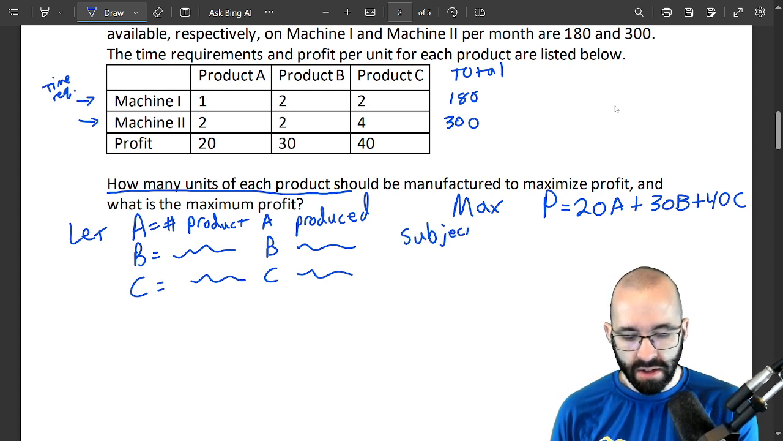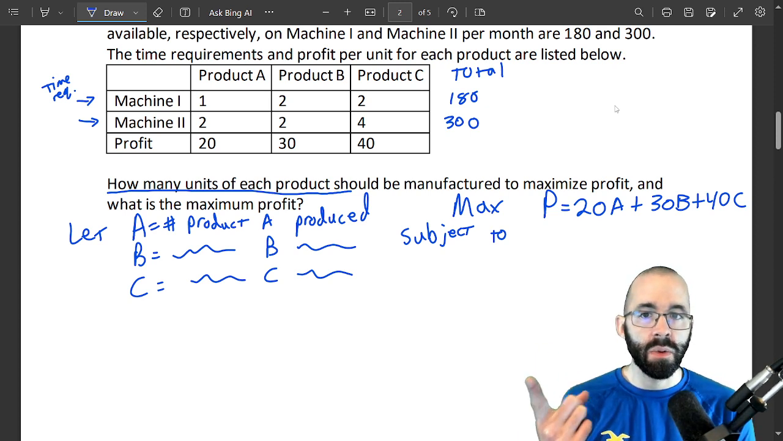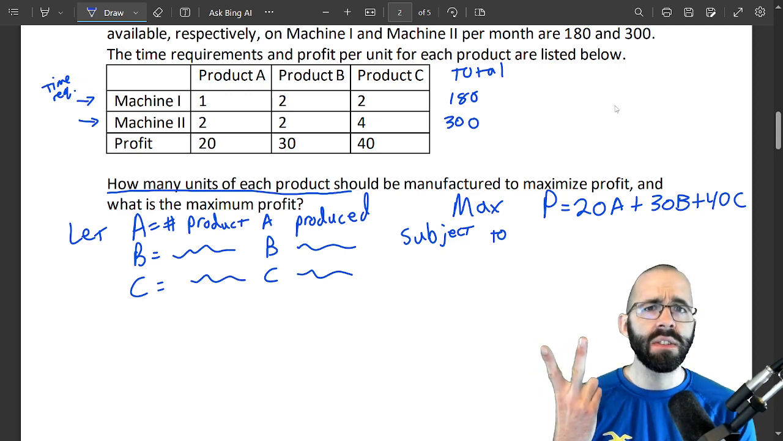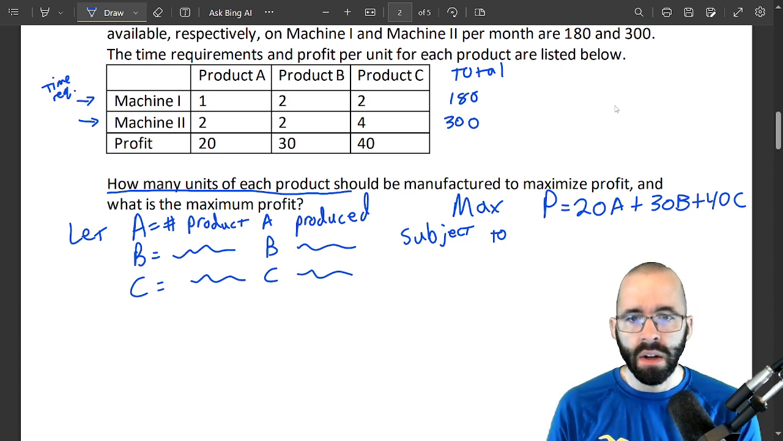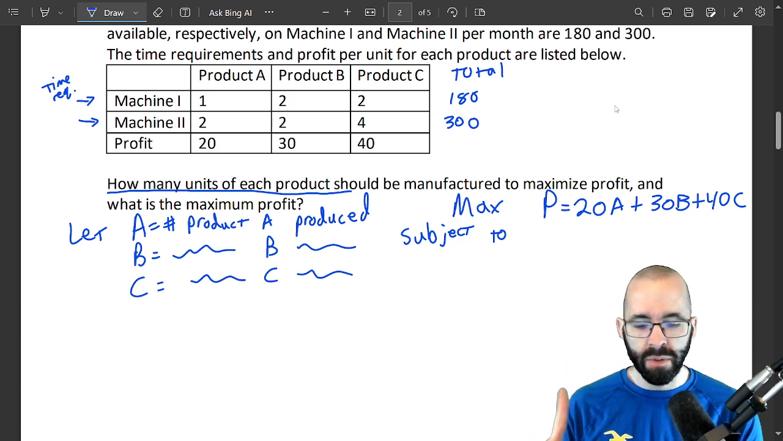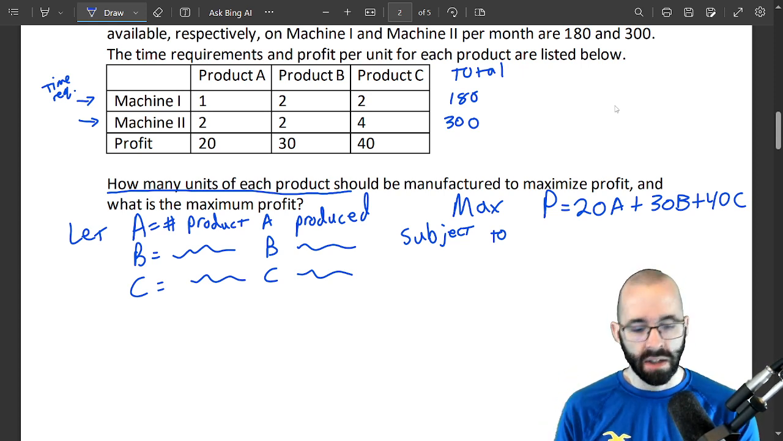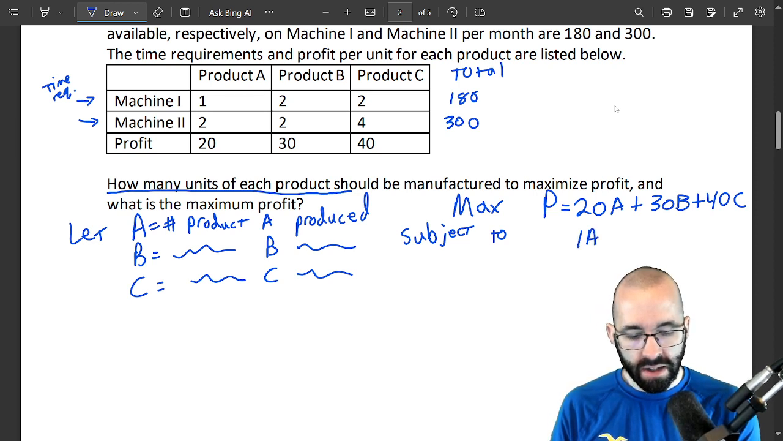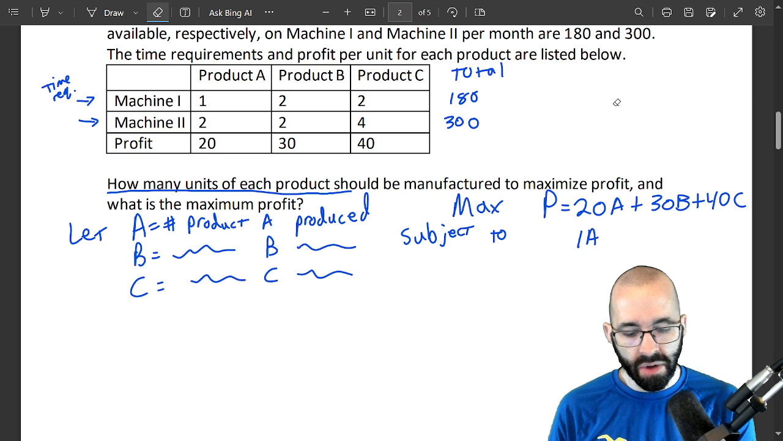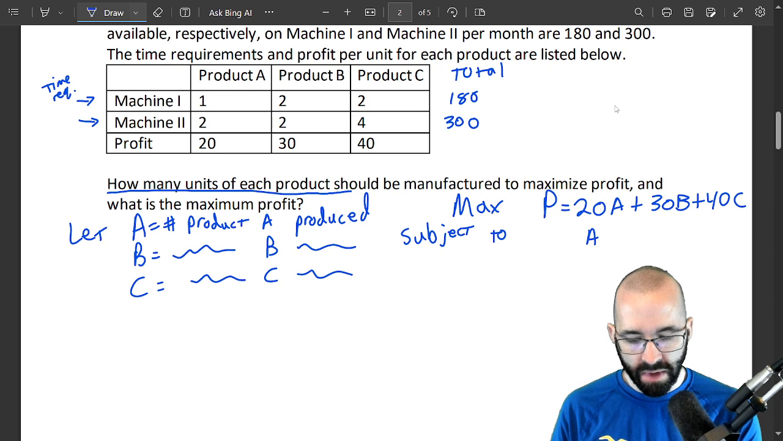Subject to our constraints. What are our constraints? Well, we have a time requirement for machine 1, time requirement for machine 2. Do we only have 2 constraints this time? Let's start with those and then examine that. Okay, so let's start with the time requirement for machine 1. We only have 180 units of time. And machine 1, or product A, is going to take 1 unit of time for every product A created. I'm not going to write the coefficient of 1, but you could.